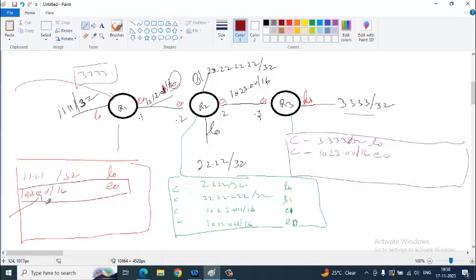So is this enough, or on top of that we have to write? You need not write for connected networks. You need to write only for the networks that are not on this router. This router knows the directly connected networks. So whatever is already in the routing table is already learned dynamically based on the IP address that you assigned.